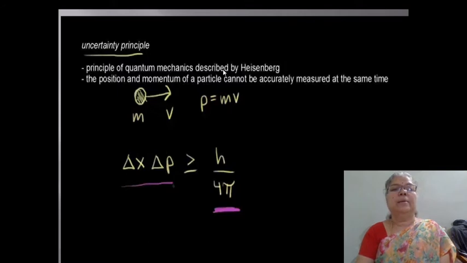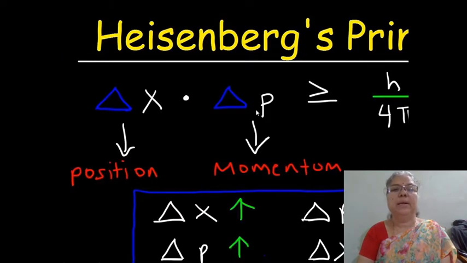Then this principle explains the principle of quantum mechanics: the position and momentum of a particle cannot be accurately measured at the same time. This is the significance of Heisenberg's uncertainty principle. Here, as I have already told you, delta x is the uncertainty in determination of position and delta p is the uncertainty in the determination of momentum, and the product is greater than or equal to h by 4 pi.